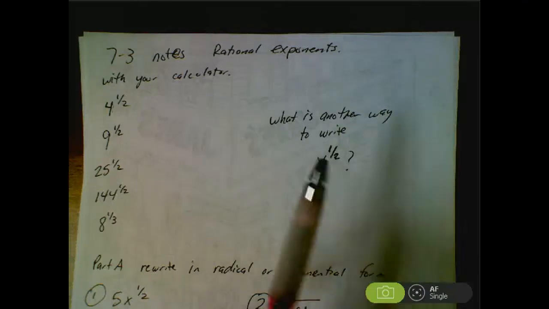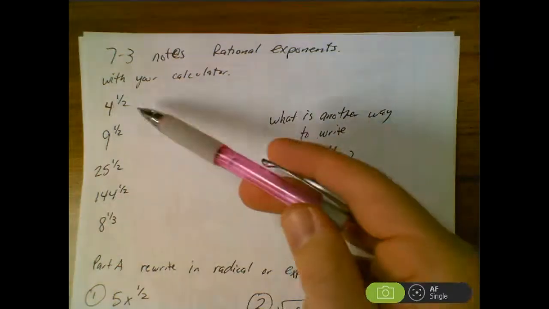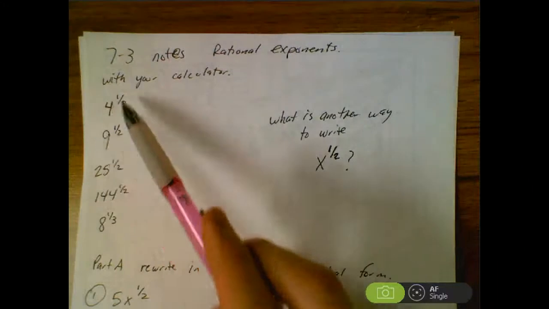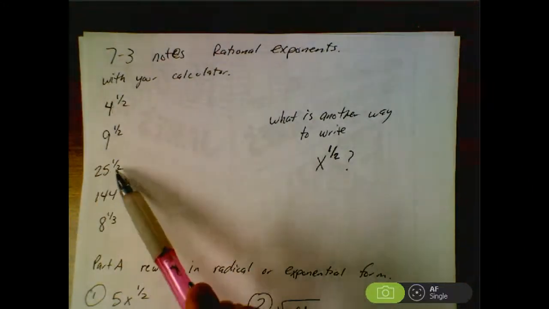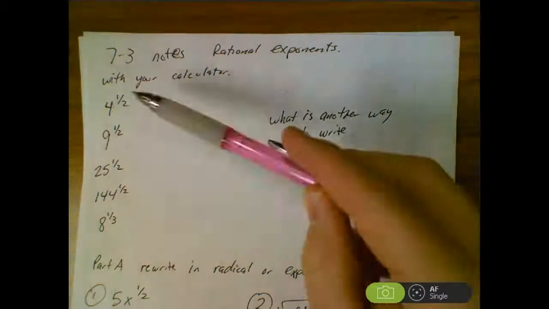7-3, we're looking at rational exponents. So that means fractional exponents. The first thing I want you to look at is doing these problems in your calculator. So type in 4 to the 1/2, 9 to the 1/2, 25 to the 1/2, 144 to the 1/2, 8 to the 1/3, and see what you get for numbers.